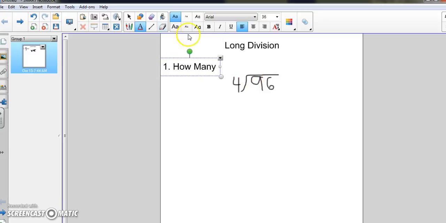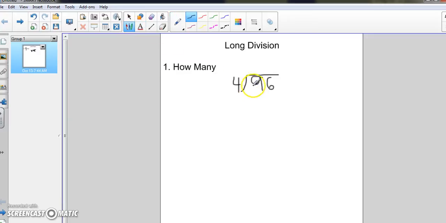And so I'm looking at my problem here and I have 96 divided by 4. Again, that's 96 divided by 4. I look at my number one step. How many 4s go into 9? So if I count up 4 until I get close to 9 without going over it, I have 4, 4, that's 8.